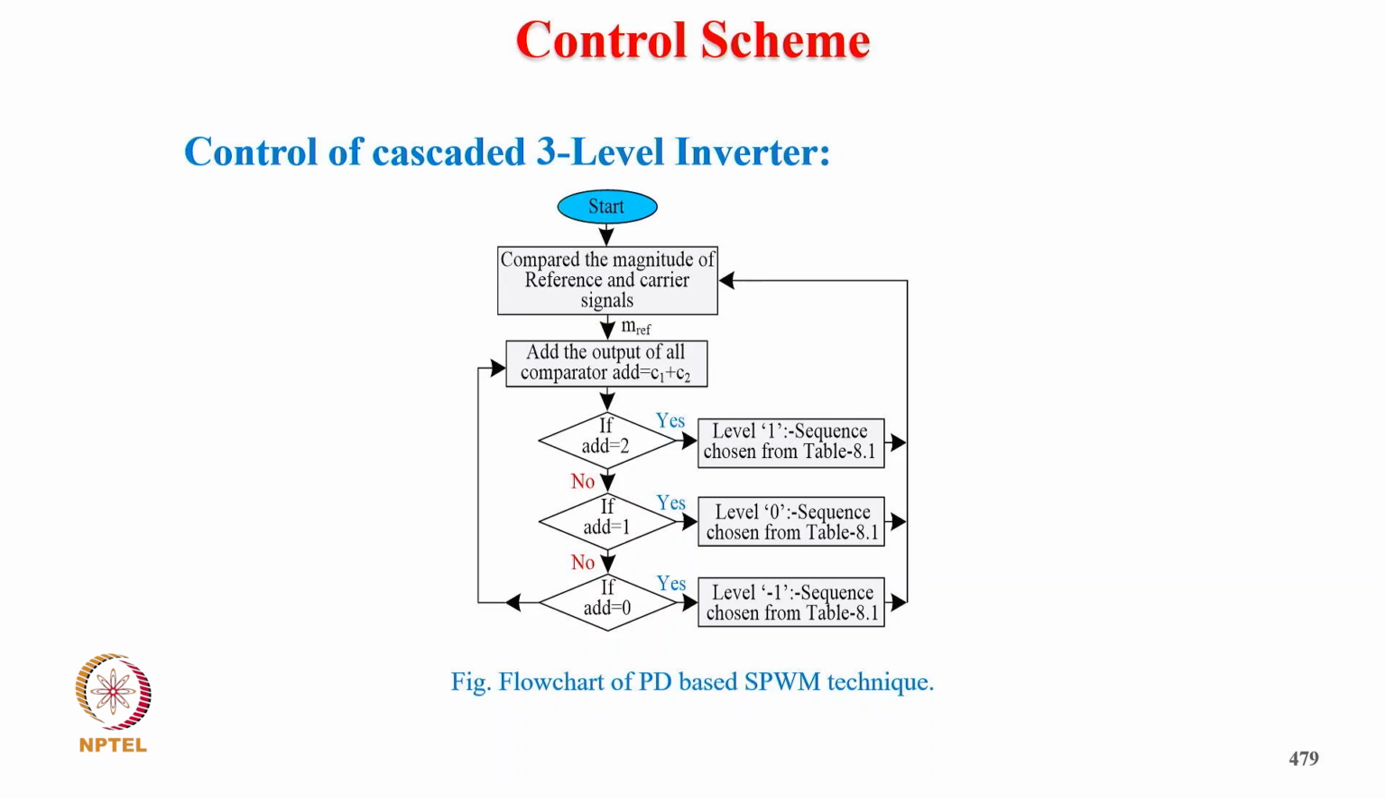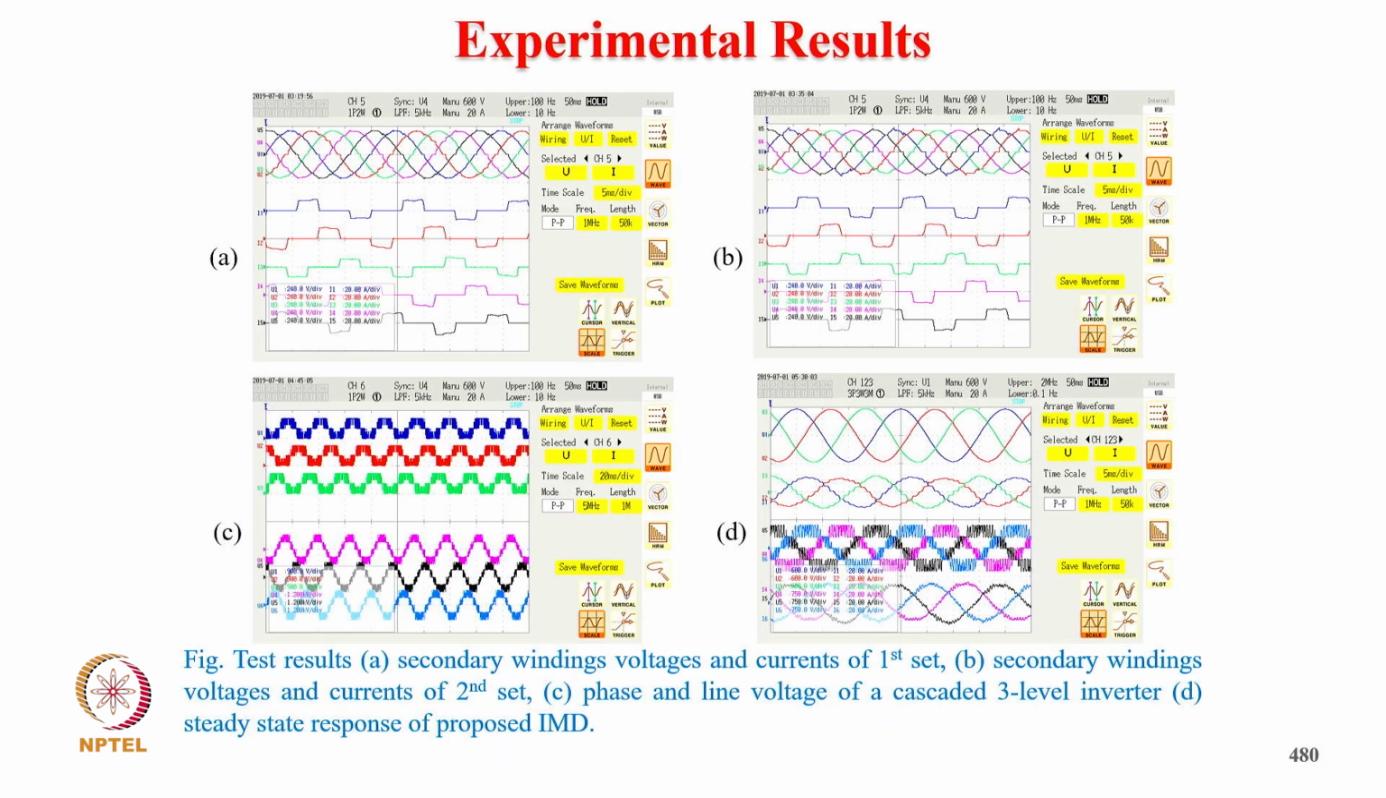And this is typically the control of the cascaded 3-level inverter, to compare the magnitude of the reference and carrier signal at the output. If it adds 1, then level 1, then level 0, and then level minus 1. This is typically the flowchart for the phase shifted modulation based space vector modulation technique.